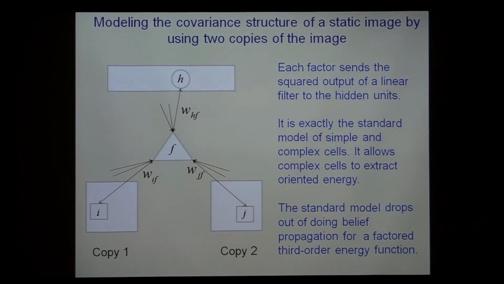That's the oriented energy model of images that Adelson and Bergen introduced a long time ago. And neuroscientists have also suggested this is a model of simple cells and complex cells. So these factors look a bit like simple cells, and these hidden units look a bit like complex cells. But we got this structure. We didn't arrive at this structure by trying to model the oriented energy model. We arrived at it by taking a 3-way energy function and saying what happens if you factorize it.